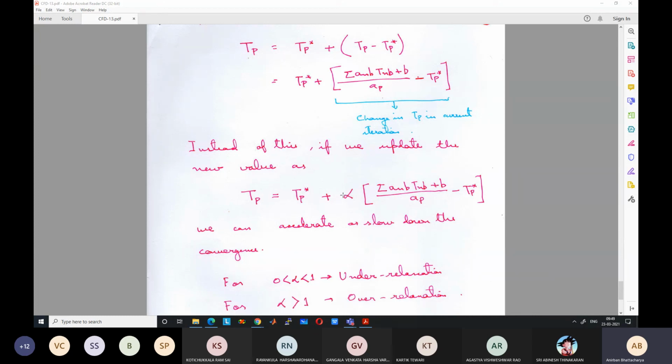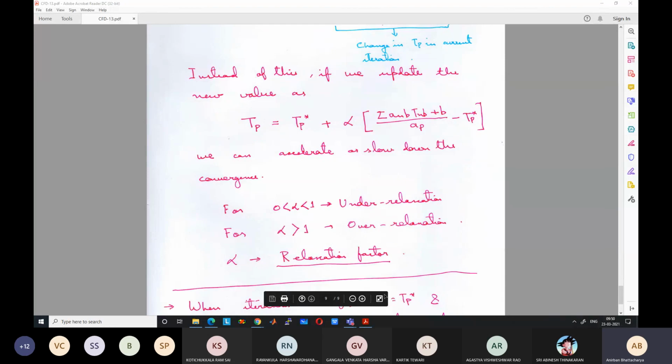If we take alpha smaller than 1, we are going less towards the TP value as dictated by the equation. The equation dictates that we should go towards the TP value with this step, but we are taking a smaller step. If alpha is say 0.5, we are taking 0.5 of that difference. So if you take alpha between 0 and 1, this leads to under relaxation and we will slow down the convergence. This will increase the chance of convergence also.